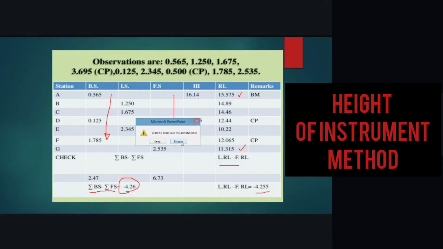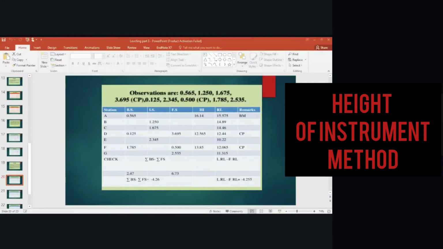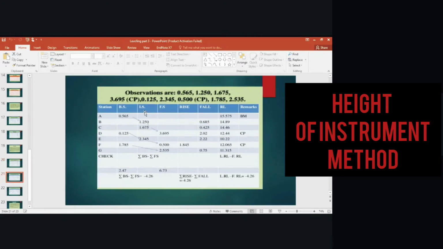Now there is another method, which is the rise and fall method. We are going to do that. This is another method to solve the same problem, or to find the reduced levels of different points. This is rather simpler than that of the previous method. So kindly give me feedback if you are getting my points.